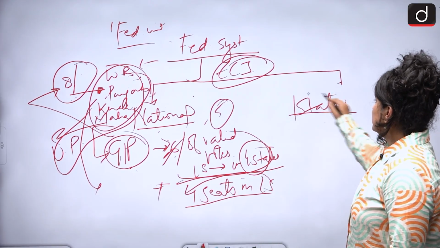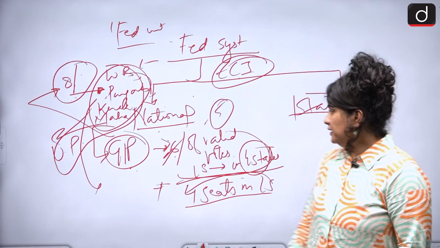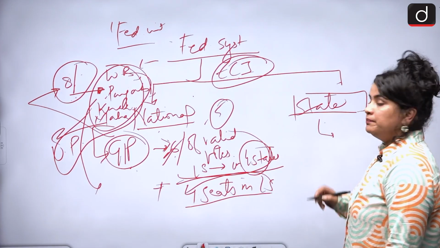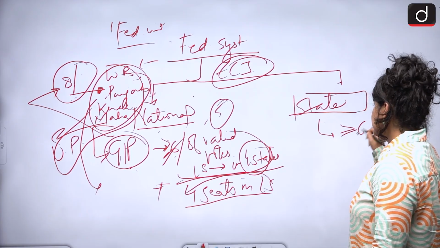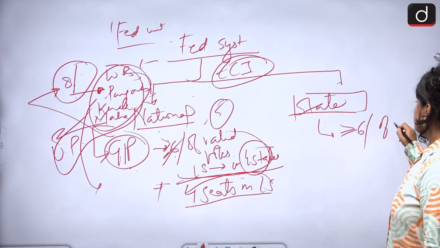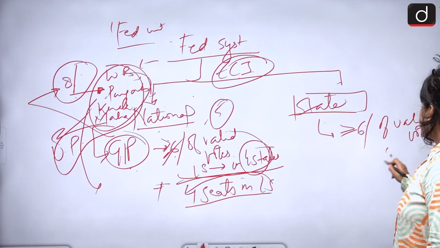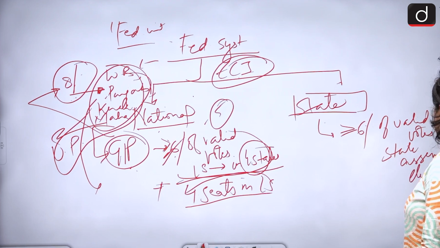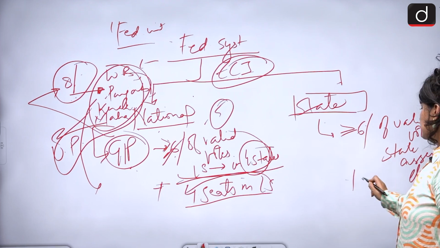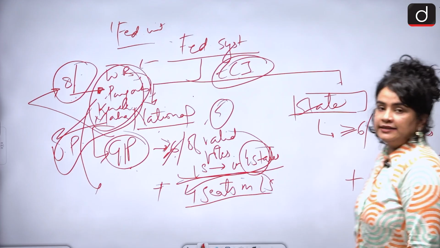Let's talk about state party. In order to qualify as a state party, the said political party should be able to win again at least 6% of total valid votes that are cast in that state assembly election, along with 2 seats in the state assembly.